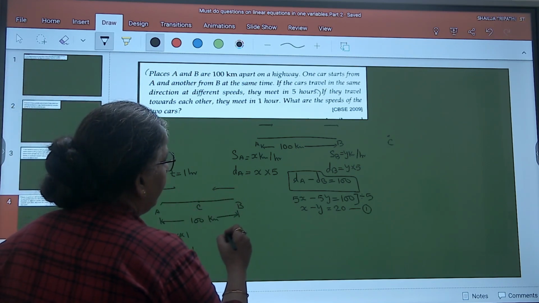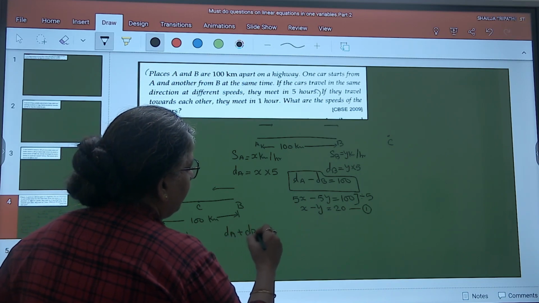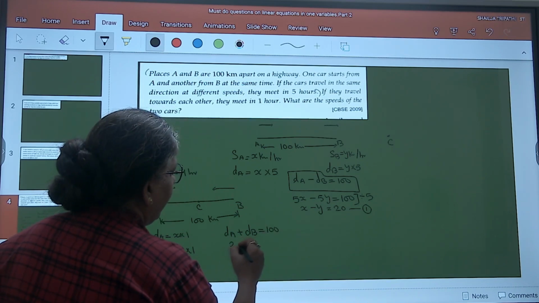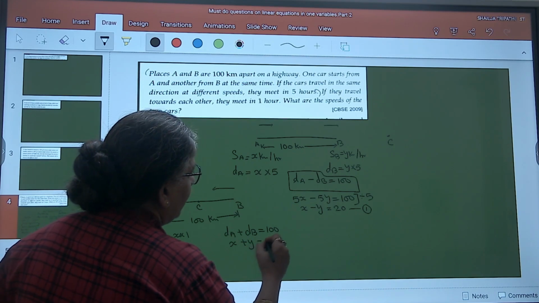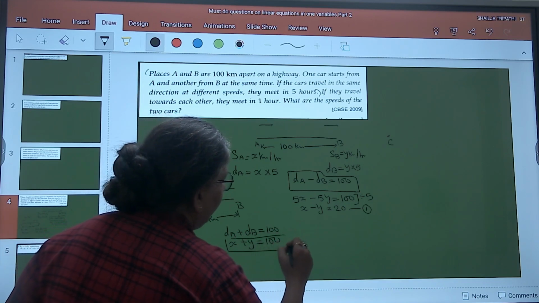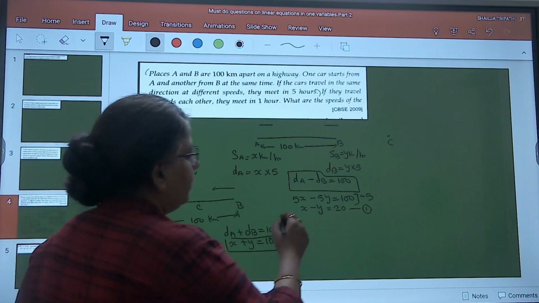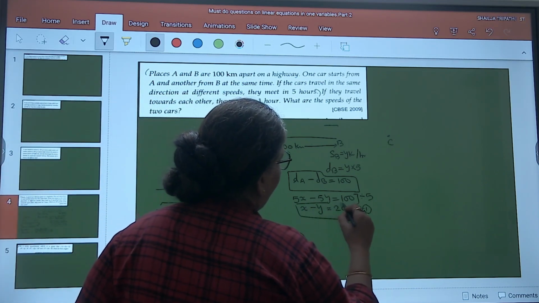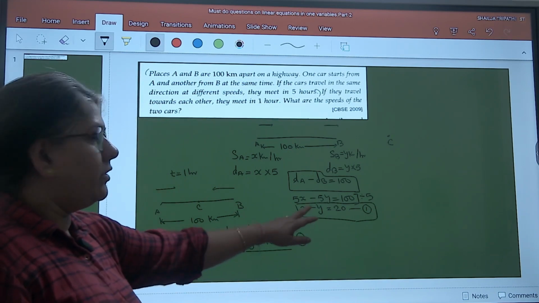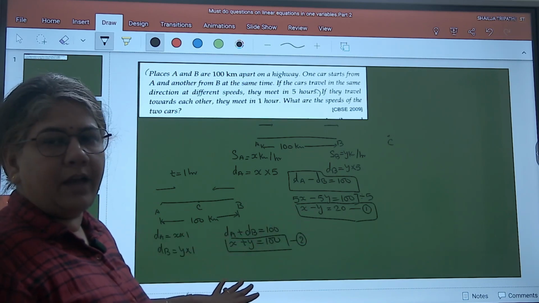So now we can write distance covered by car A plus distance covered by car B is equal to 100, or we can write x plus y is equal to 100. And this is our equation number 2. See, if we observe these two equations, we are getting opposite signs, minus y and plus y. In such case, we'll add the equations. So by adding the equations, y will cancel out.